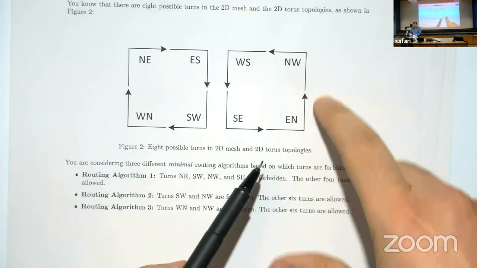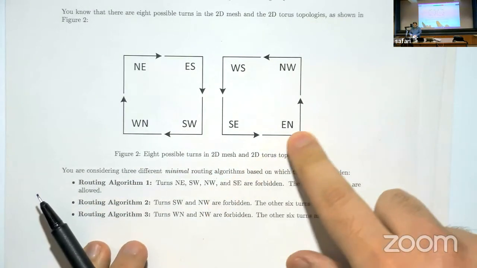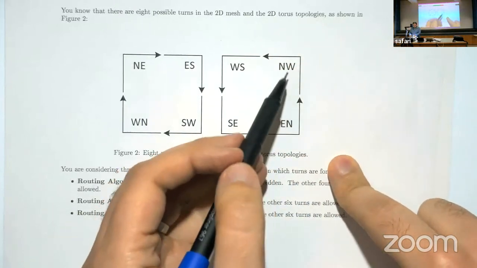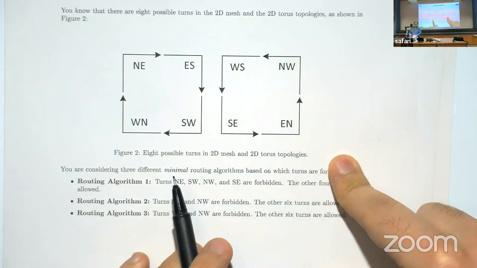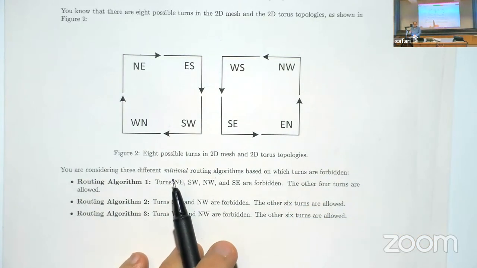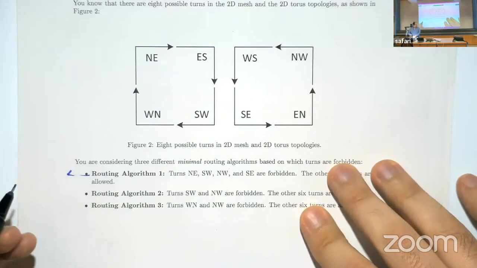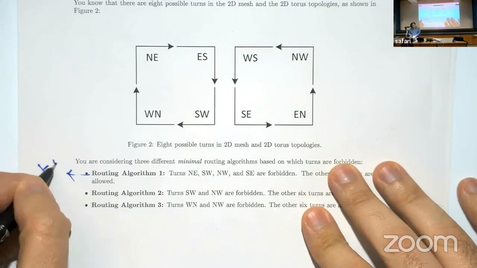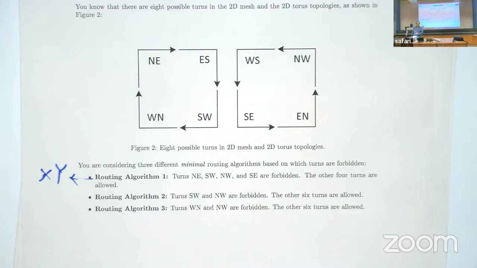Also for the counterclockwise turns, when we don't have northwest and southeast, it is impossible that we go in the y direction and then take x. Which means that this routing algorithm is simply XY routing or dimension order routing.